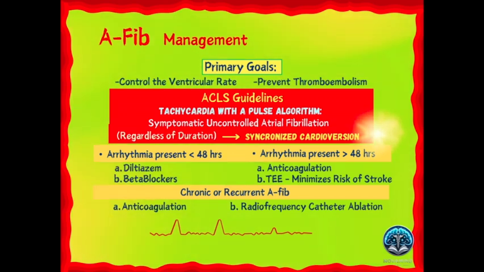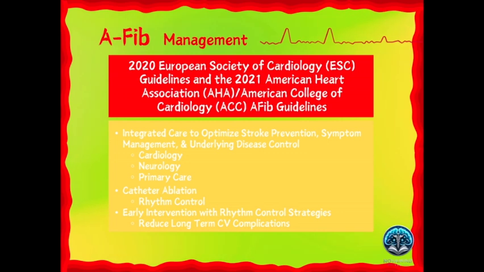In cases of unstable symptomatic atrial fibrillation, usually associated with rapid rates of greater than 100, the ACLS tachycardia with pulse algorithm recommends synchronized cardioversion, regardless of the time or duration of the arrhythmia. For patients with chronic or recurrent AFib, radiofrequency catheter ablation targeting the reentry circuits has shown high success rates in maintaining normal sinus rhythm.